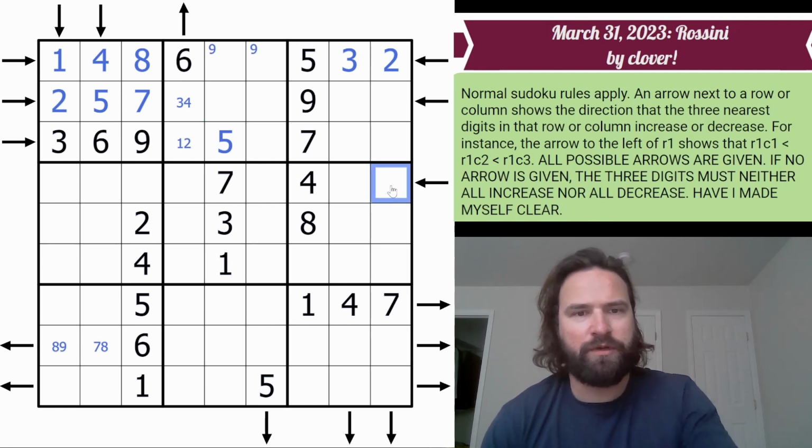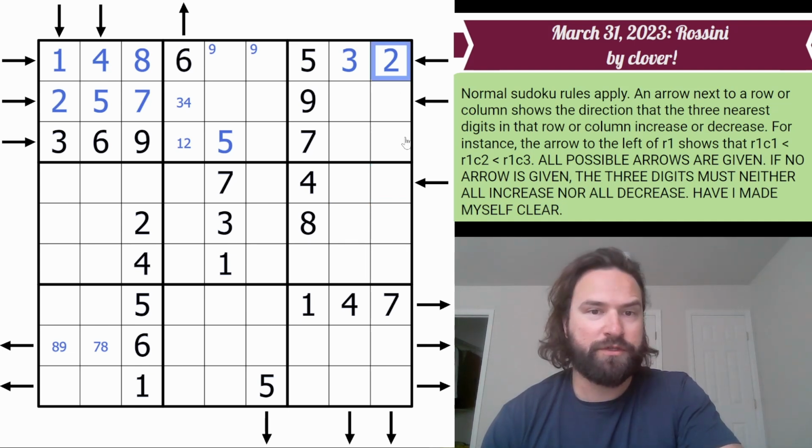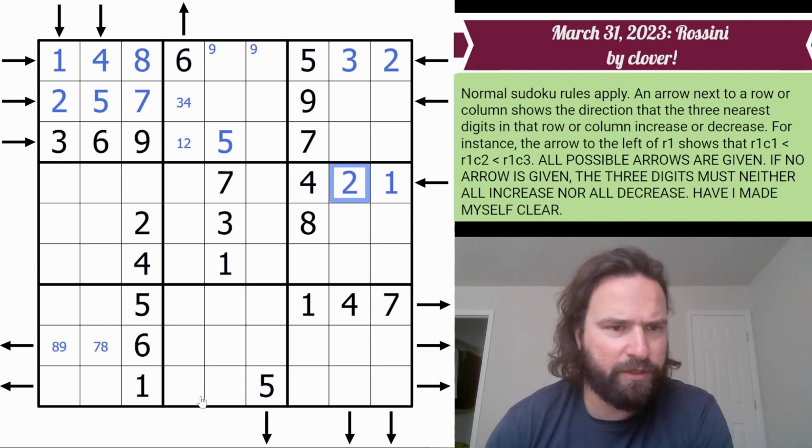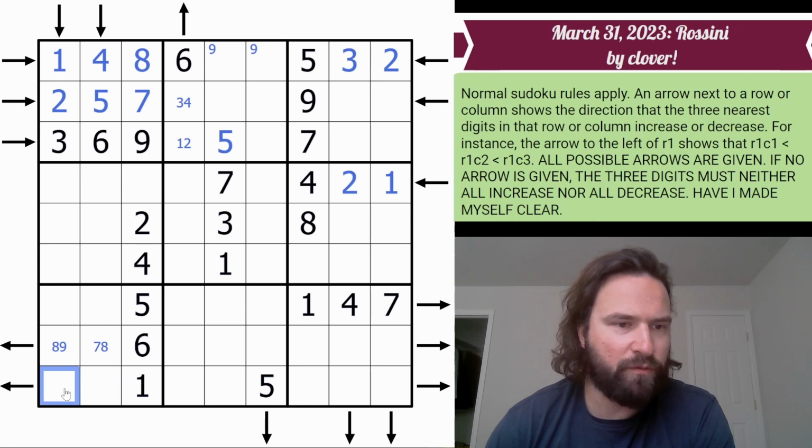So this can only be... This could only be a 1 or a 2. There's a 2 here, so this is going to be a 1. This has to be a 2 because it's either a 2 or a 3, and there's a 3 here. So arrows are getting filled in pretty quickly here. Nice. Alright, not a lot happening here because this is the lowest number on this arrow, and there's a 1.